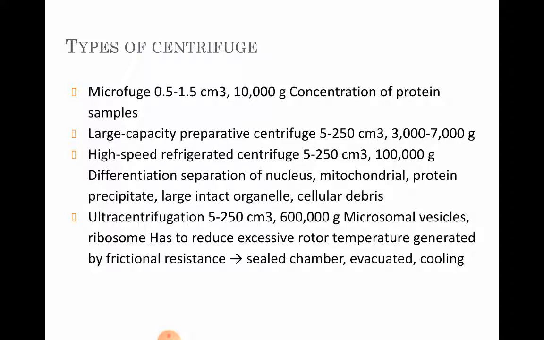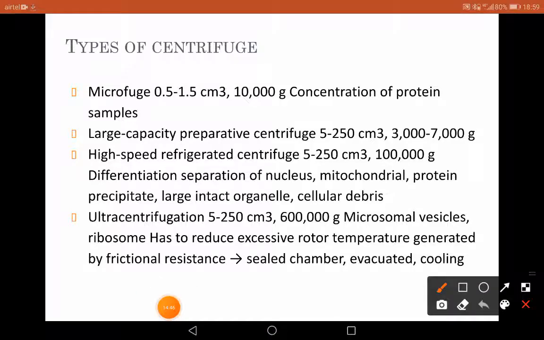The types of centrifuges are microcentrifuge, which are very small. The capacity is around 0.5 to 1.5 cm cube, and the maximum speed is around 10,000 G. So it is usually used for protein precipitation and like that, DNA isolation from bacteria or plasmid isolation, we use microcentrifuge.